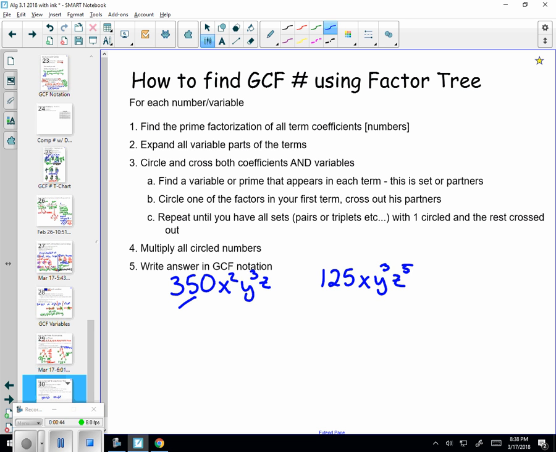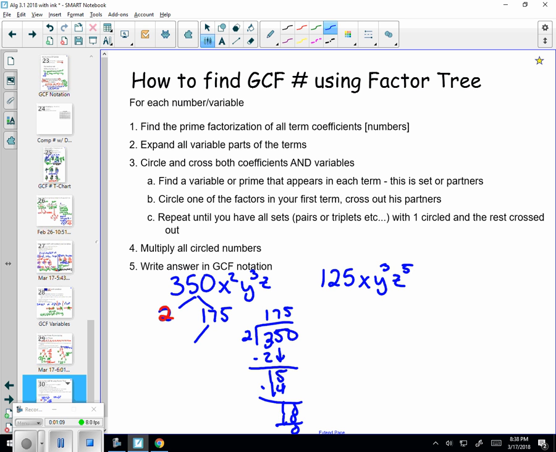350 is even, which means 2 goes into it. I will have to do some division by 2. A quick bit of division shows me that 2 going into 350 has the quotient 175. 2 is prime. 175 is probably not. It's not even, so 2 doesn't go in.